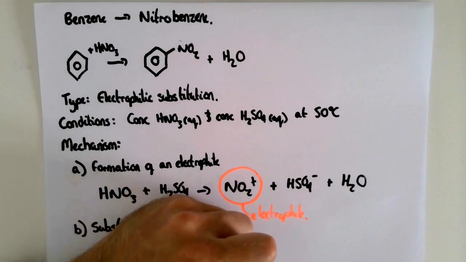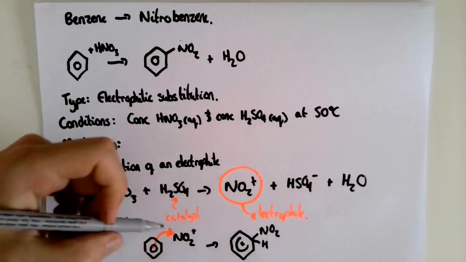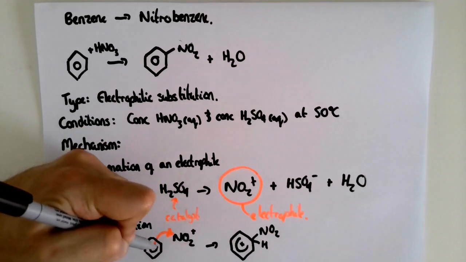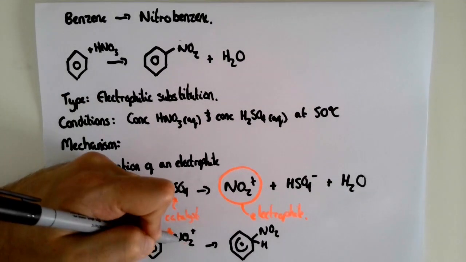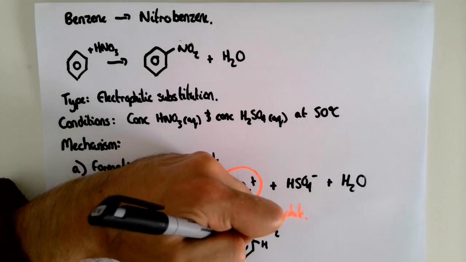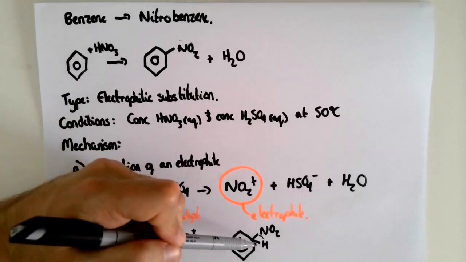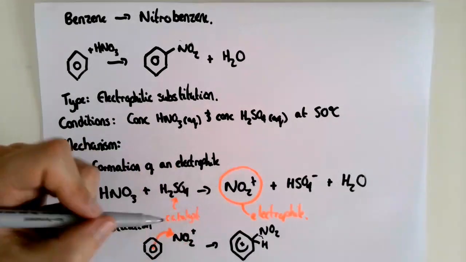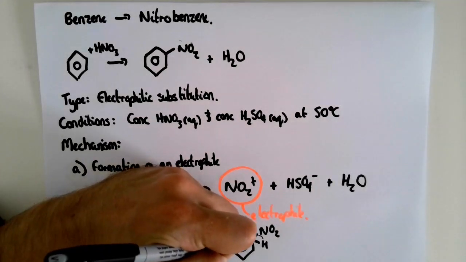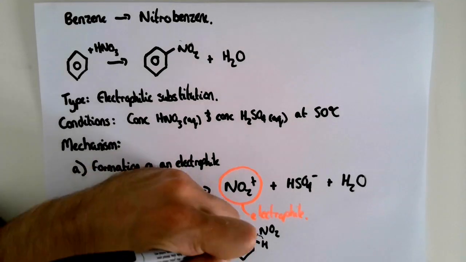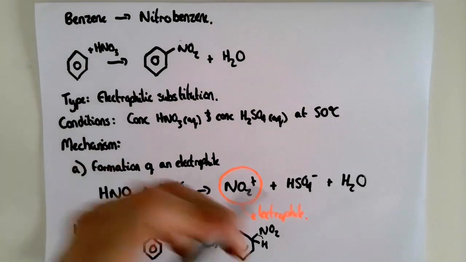Okay, and then NO2 and H. So now what's happened is the electrons in this delocalized ring have come out and attacked the NO2 molecule and made a bond with this electrophile. You've still got the hydrogen there because that hasn't gone anywhere yet. And now the intermediate has a positive charge, so it's unstable. It has a positive charge which needs to be solved at some point.